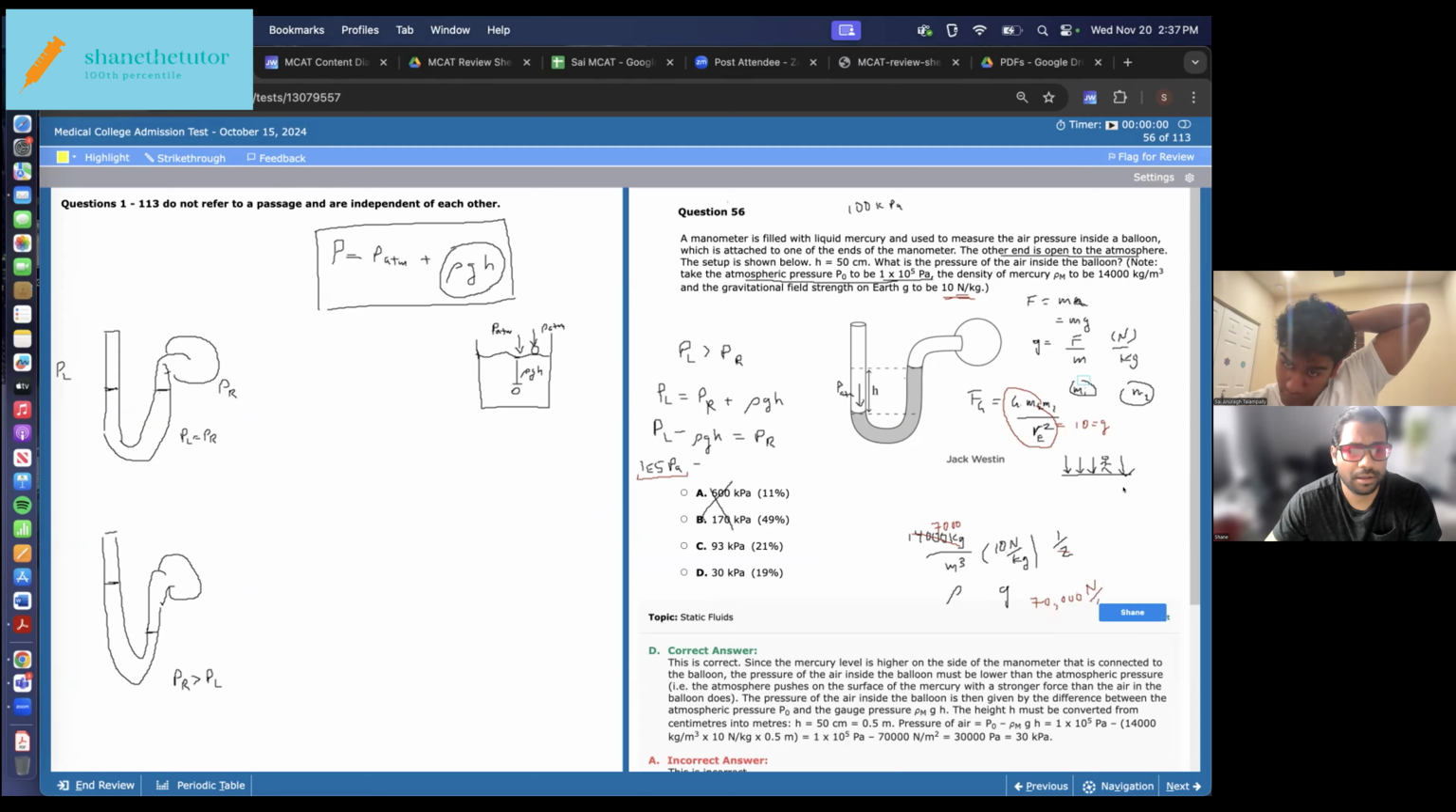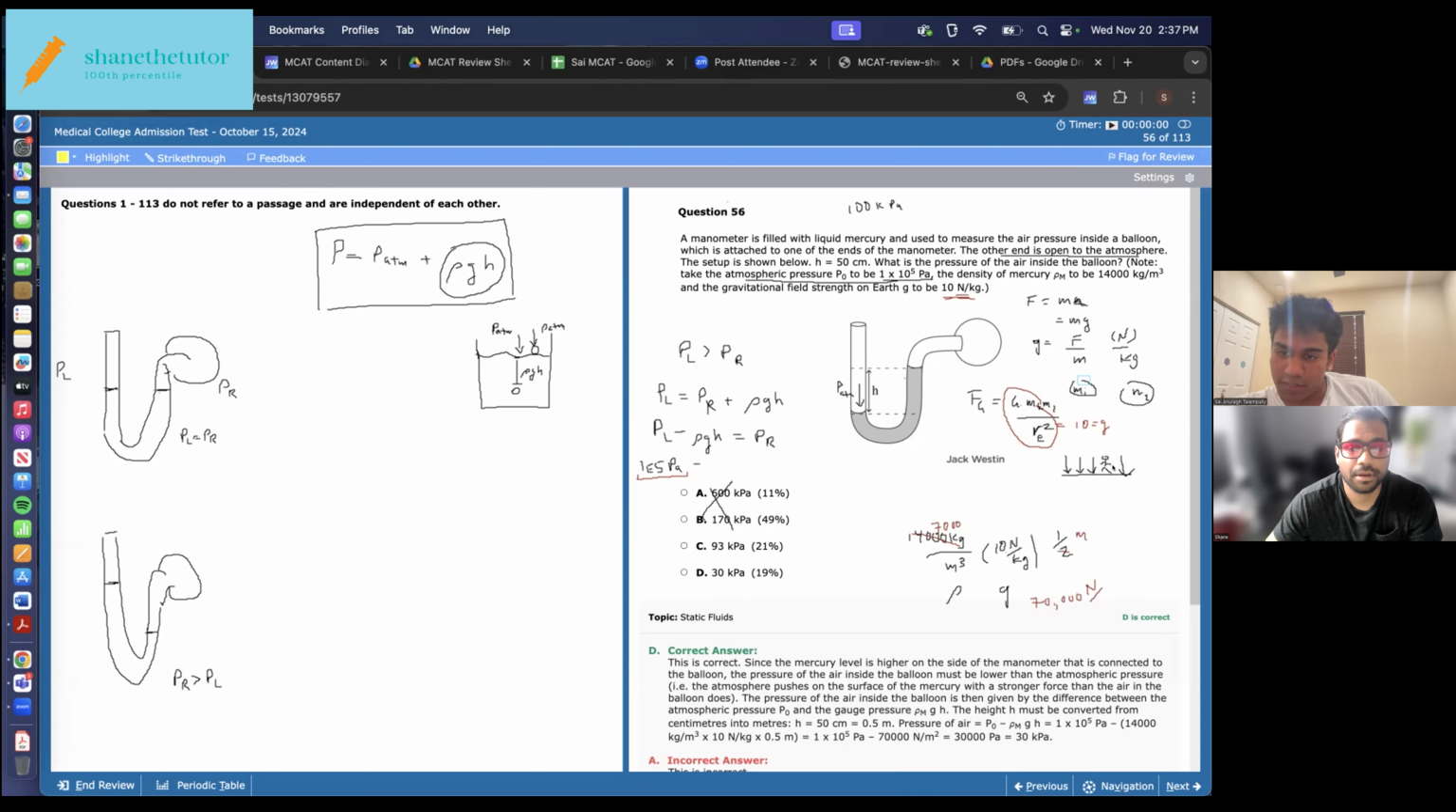I should have added this. This is meters. So yeah, that'd be meters. My bad. So meters squared, right? Because that would cancel out. So we just have meters squared.